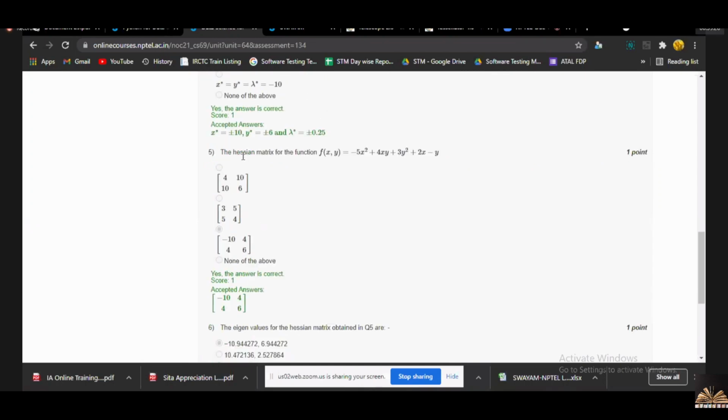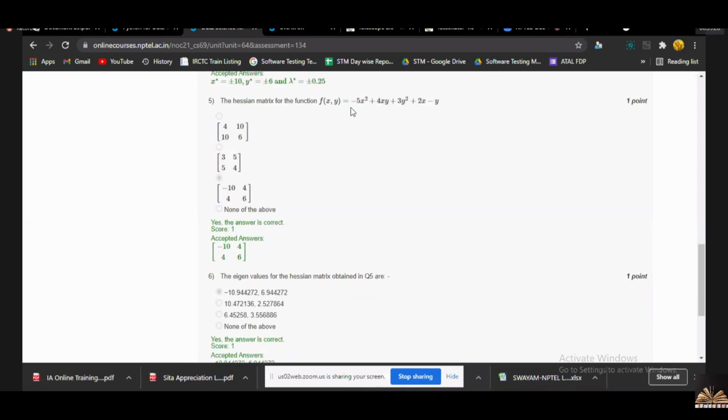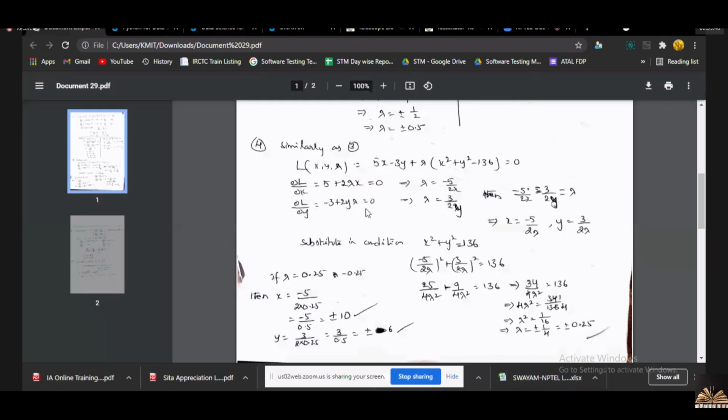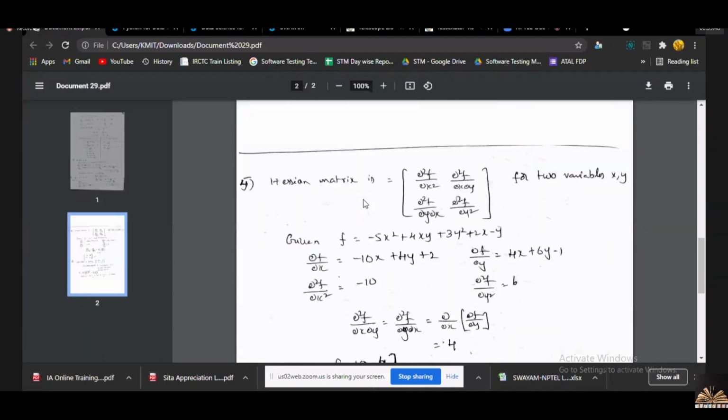So what is the next question? The next question is given: the Hessian matrix for the function. That means you have to write a Hessian matrix for the given function, that is f of x comma y equal to minus 5x square plus 4xy plus 3y square plus 2x minus y. So how do you represent the Hessian matrix if the function is given?